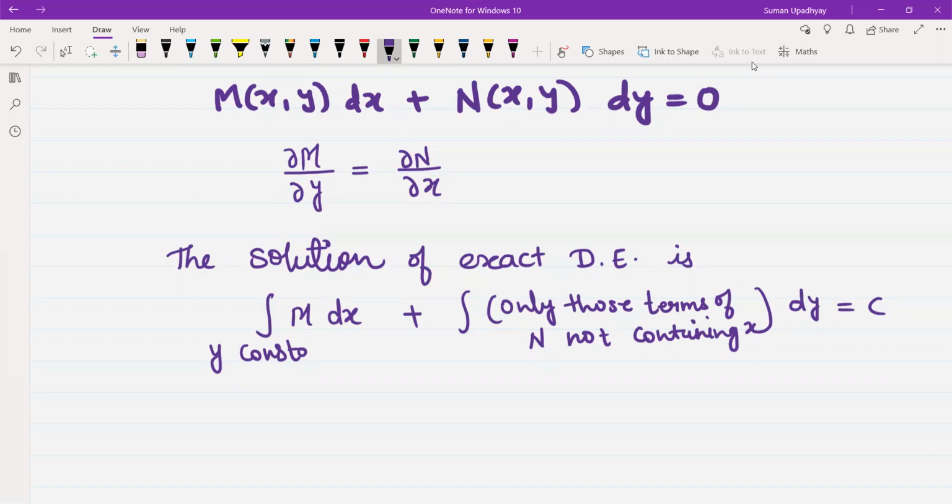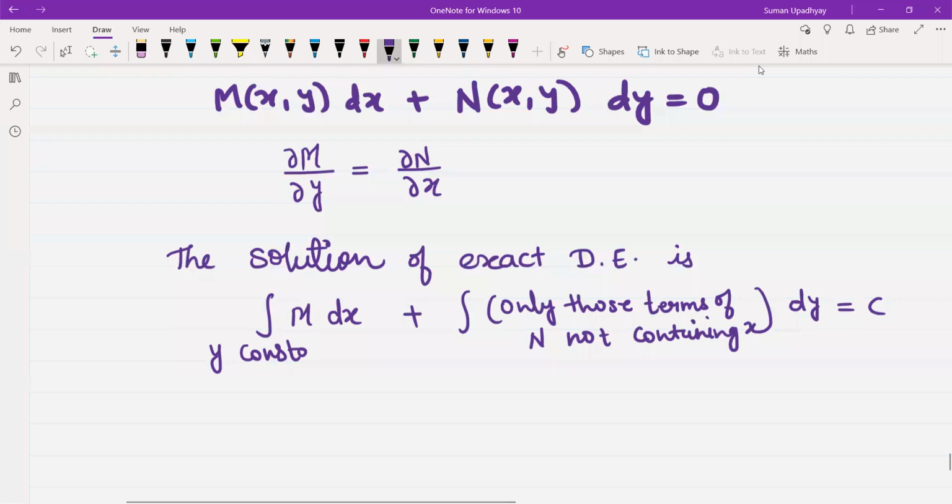You'll be given a differential equation which will be in the form of M dx plus N dy equals 0. The dx coefficient will be treated as M of x, y, and the dy coefficient will be treated as N of x, y. And then you are going to differentiate them partially. M you are going to differentiate partially with respect to y, and N partially with respect to x, and then you will check whether they are equal or not. If they are equal, then you will say that the given differential equation is exact, and the solution of the exact differential equation is given by this formula. So this is what we have studied in last class.